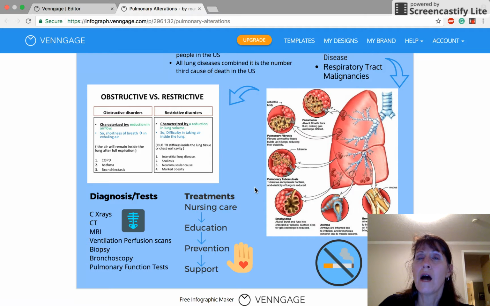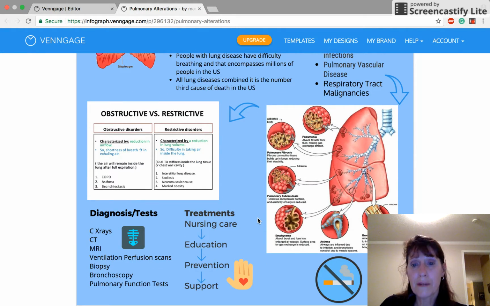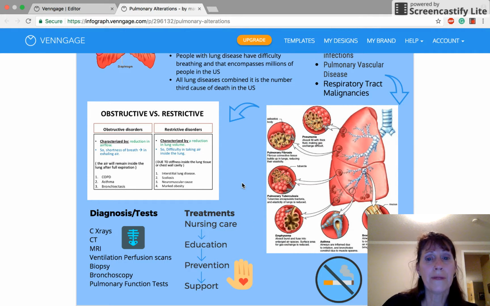And with all the traveling people are doing and all the people crossing over the borders, we definitely may see an increase in SARS. Another discussion will be on pulmonary vascular disease. Those disorders are like pulmonary embolus, pulmonary hypertension, or cor pulmonale. Cor pulmonale affects the right side of your heart, your right ventricle. Lastly, we'll be discussing respiratory tract malignancies, which are such as lung cancers.